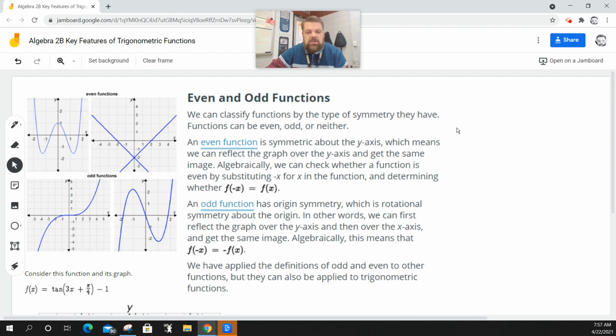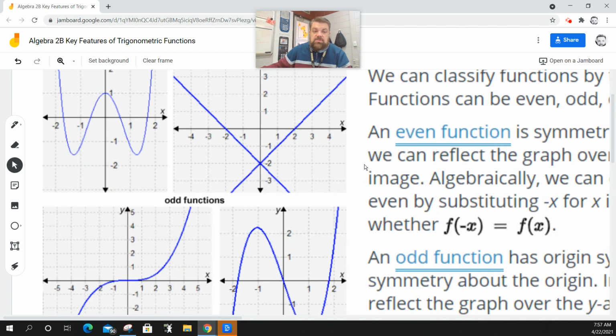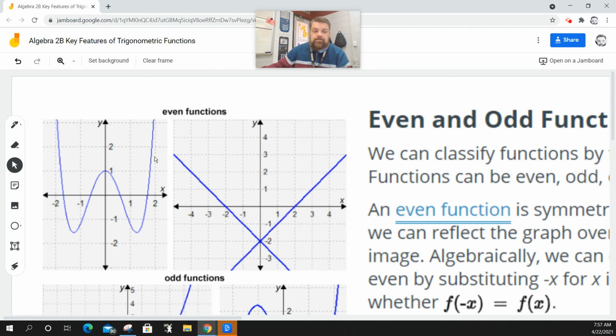So an odd function, though, has symmetry about the origin, which is a rotational symmetry about the origin. In other words, we can reflect the graph over the y and then over the x-axis and get the same image. Algebraically, though, what it means is when I plug in the negative x, I get the negative y value. So let's zoom in on the graph and we'll talk about that, and then we're going to have a question that relates to it. So I have some even functions here.